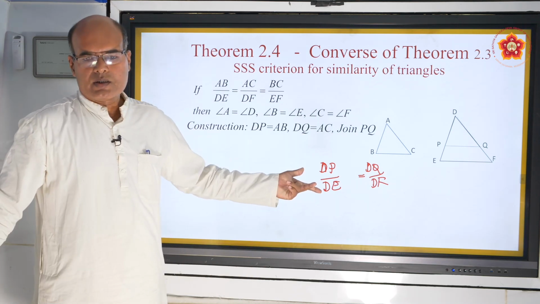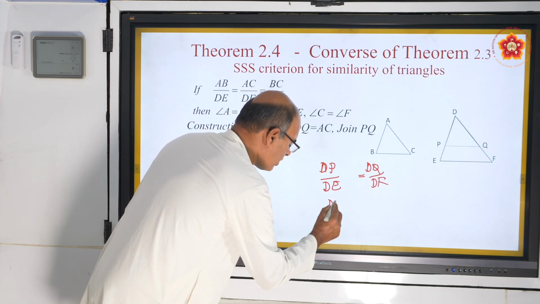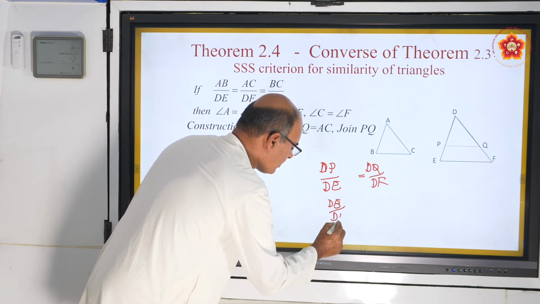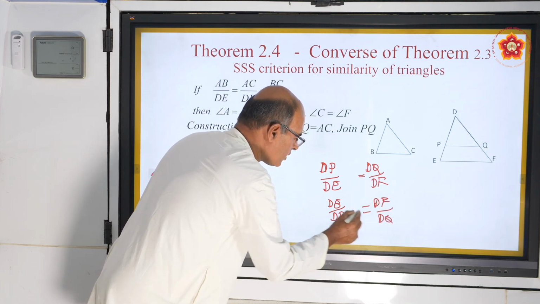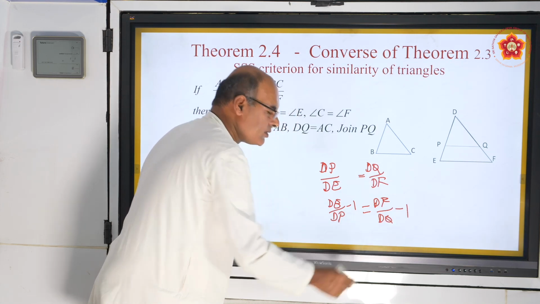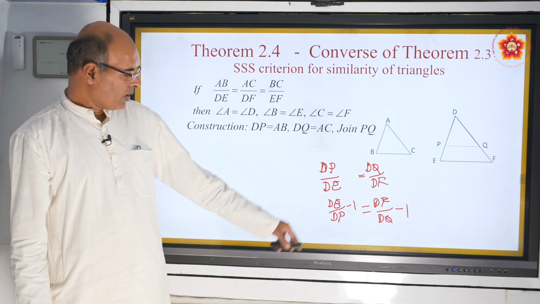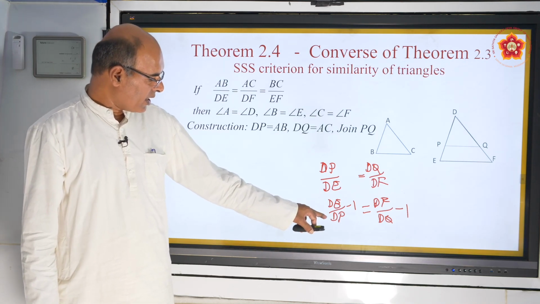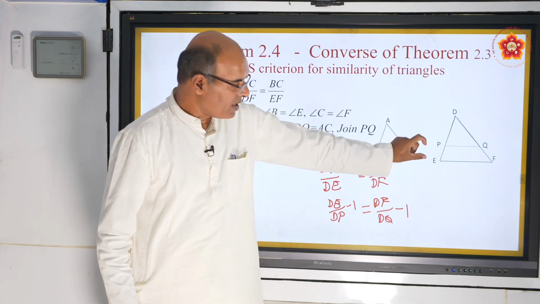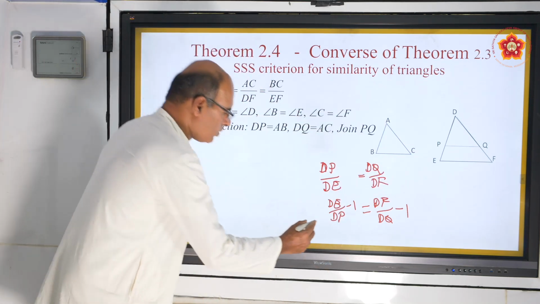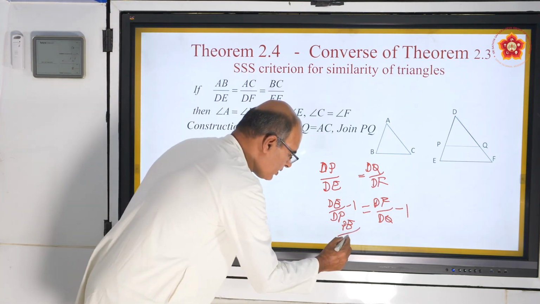So reciprocal it and subtract 1 from both the sides. On reciprocal you get DE divided by DP, which is equal to DF divided by DQ. So subtract 1 from both the sides. What do you get? Take the LCM and subtract. In the numerator you have DE minus DP. Look at the picture. DE is here, DP is here. DE minus DP is PE. So here you get PE divided by DP.